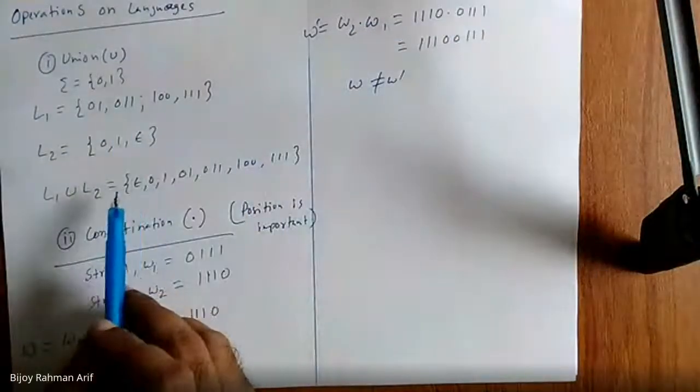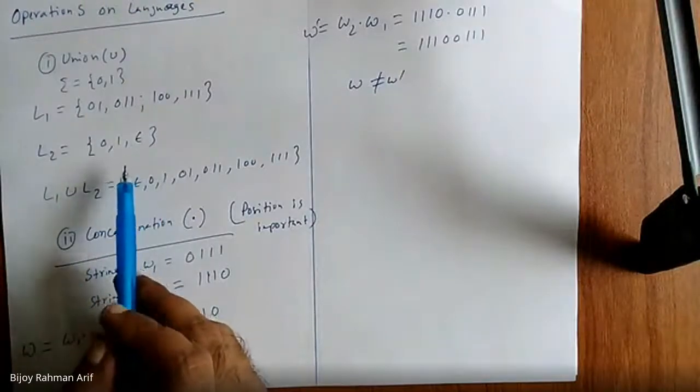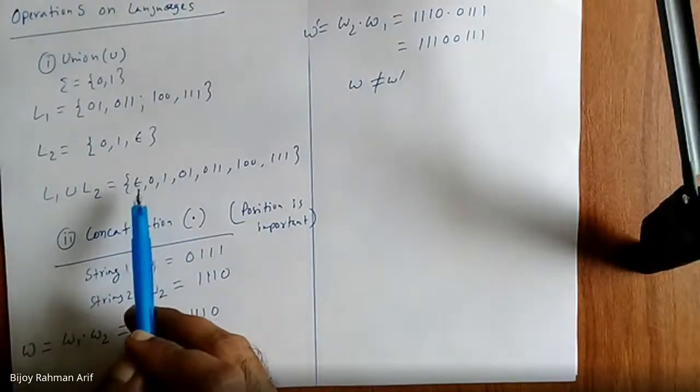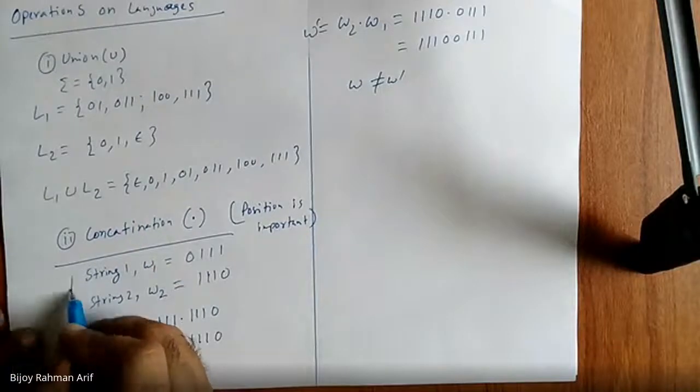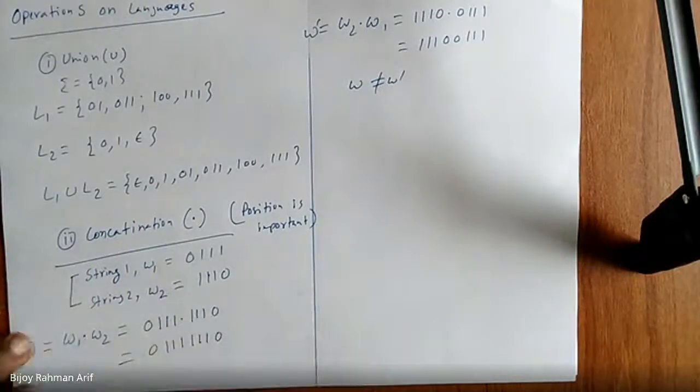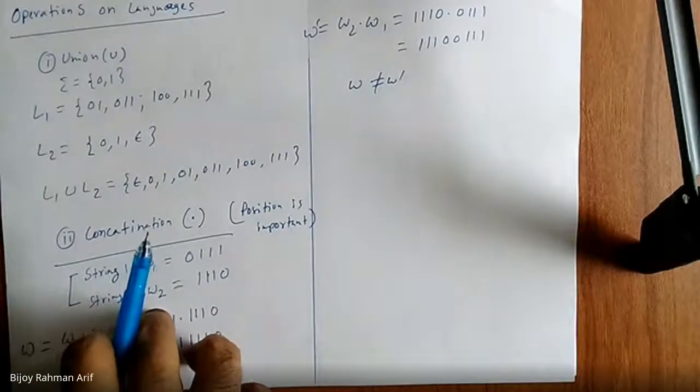Union, I gave you an example before. Is it the same? We are dealing with strings. Then we'll go to language concatenation. Don't worry. String concatenation is like this. It is more like a Cartesian product. It is not union. You are wrong.